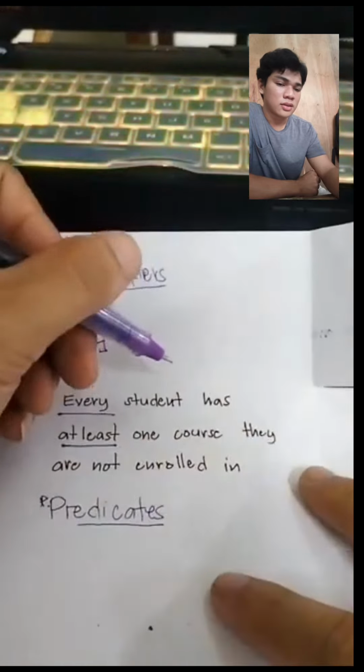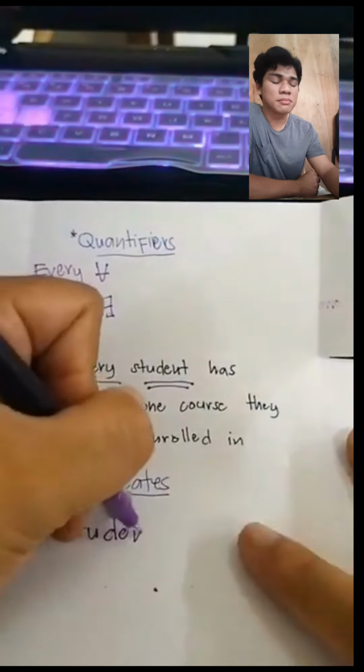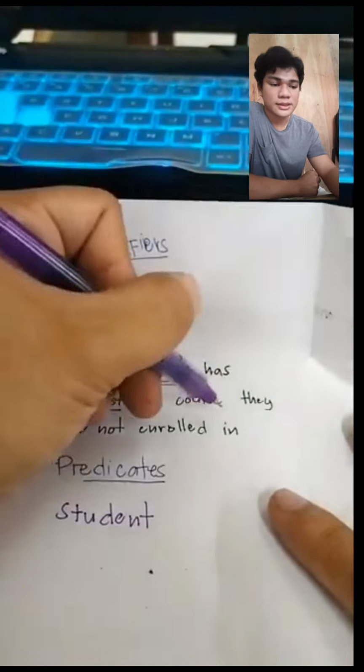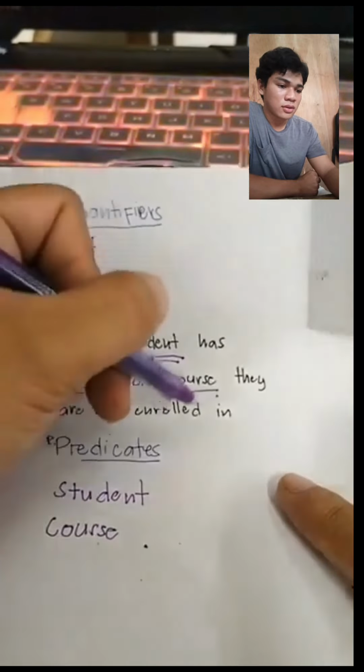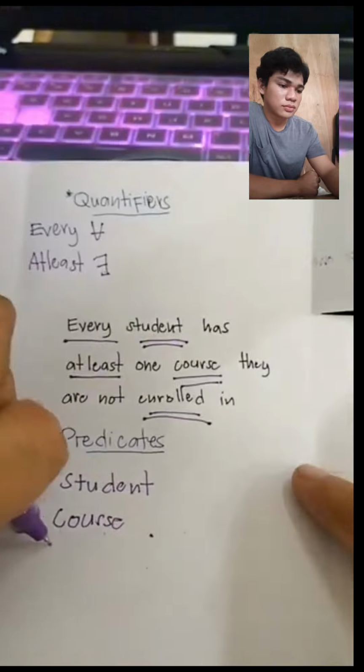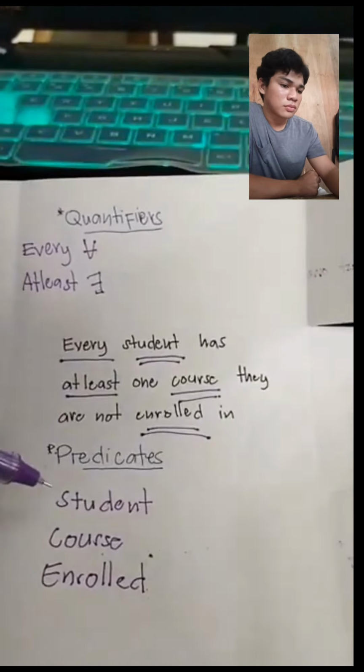Now, for the predicates, "student" here is a predicate. The second predicate here is "course." And last but not least is "enrolled." Now let's convert this into predicate notation.